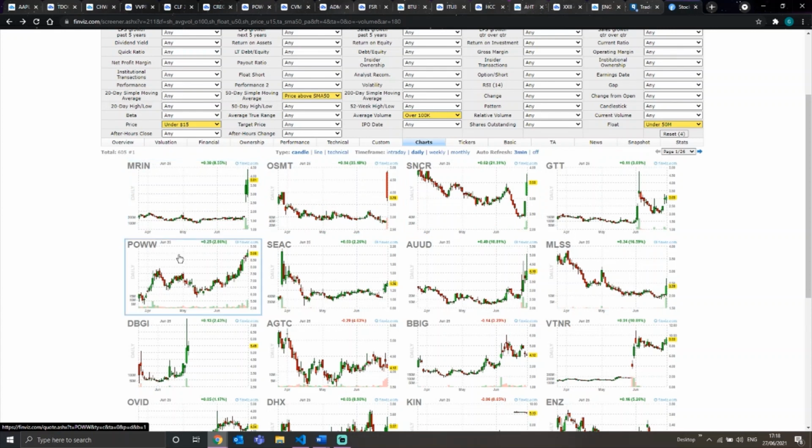So what we'll do is we'll go through these ones and have a check. Obviously we'll rule out these first two and this one as well, because we've just talked about how they've already had their move.